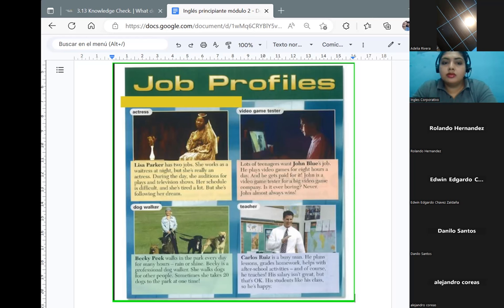She's a professional. Okay. She is a professional dog walker. Very good. She walks dogs for other people. Sometimes she takes 20 to the park at one time.